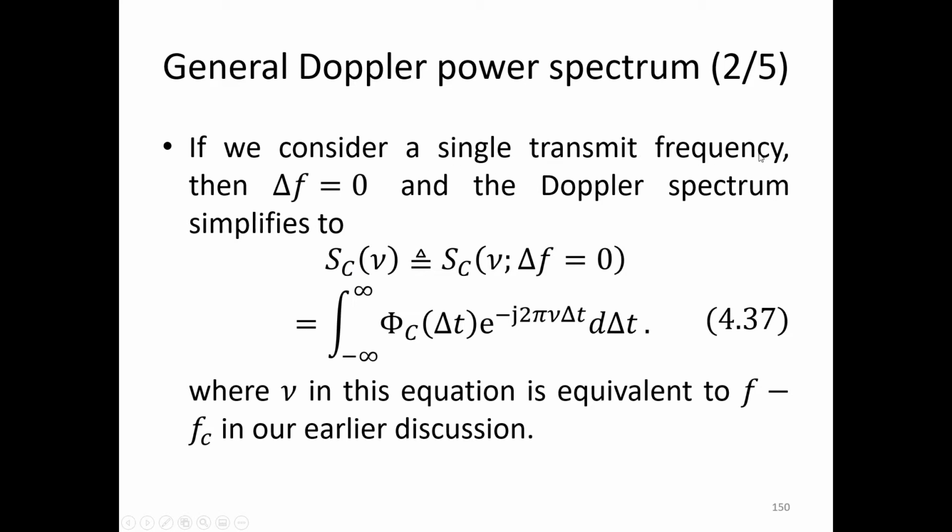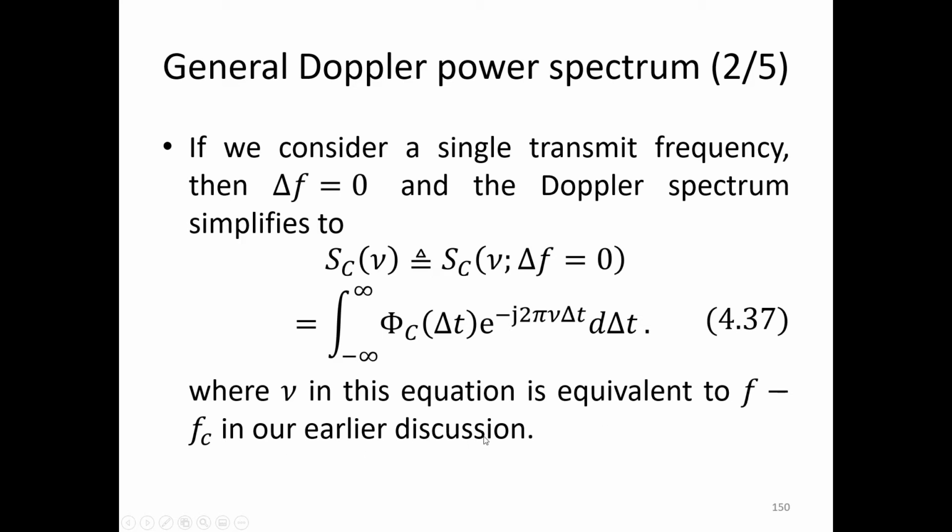If we consider a single transmit frequency, then delta f is equal to 0 and the Doppler spectrum simplifies to SC of nu, defined as SC of nu, delta f being equal to 0, and is the Fourier transform of phi c of delta t with respect to delta t.